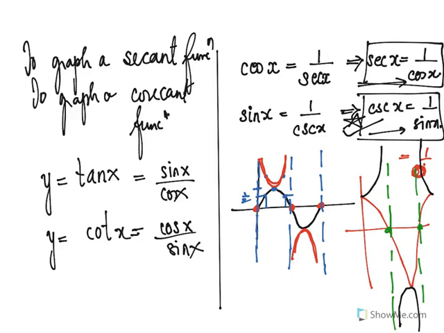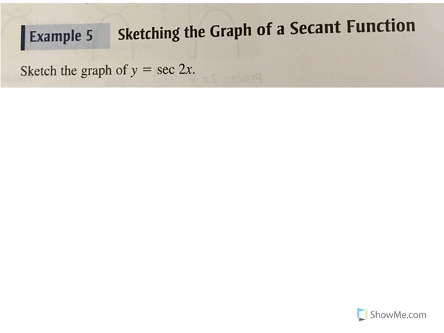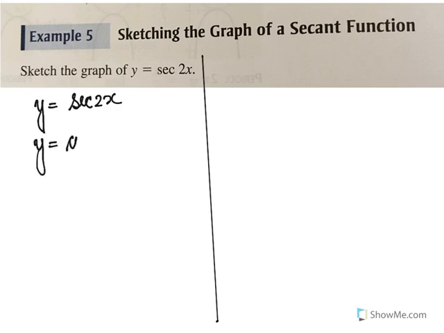So armed with this information, let's proceed to graph an example. Let's say here we have an equation. Sketch the graph of y equals secant 2x. So I'm asked to graph secant 2x. I'm not aware how to graph secant 2x directly, so I'll go to the reciprocal identity, that is cosine. What I'm going to do is graph cosine 2x.